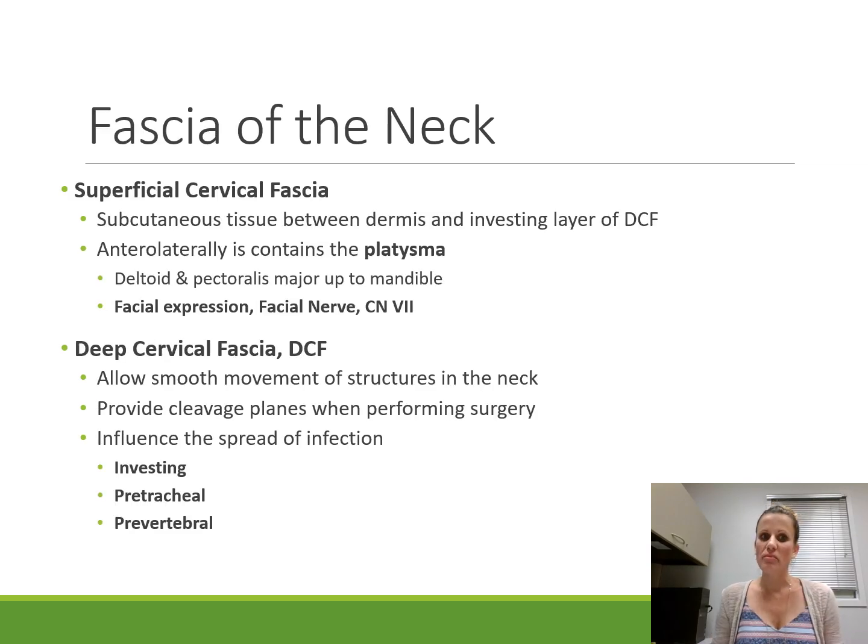We'll spend some time talking about the fascial layers in the neck. The fascia of the neck can be divided up into the superficial cervical fascia and the deep cervical fascia. The superficial cervical fascia refers to a relatively thin layer of subcutaneous tissue that's located just deep to the dermis and just superficial to the investing layer of the deep cervical fascia. When we look at the superficial cervical fascia, it contains cutaneous nerves, the most superficial vessels and lymph nodes, and then of course lots of subcutaneous fat.